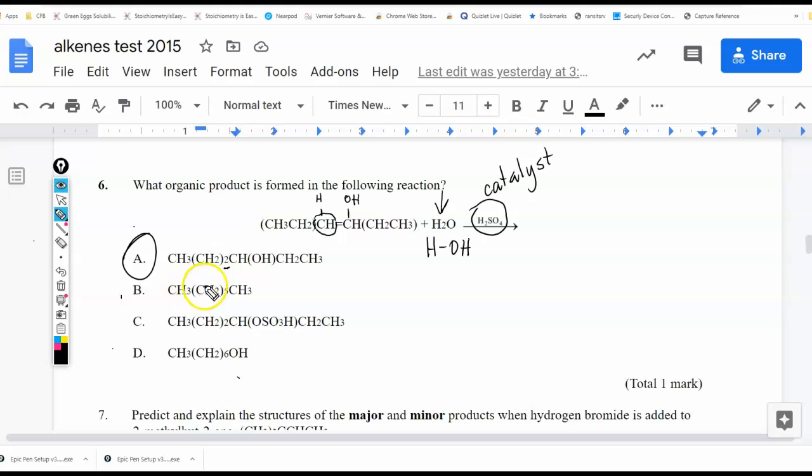This next one doesn't have any OH in it at all. That's why we can't use that one. And this one is adding the catalyst instead of adding the OH. So that's wrong. And this one is putting the OH at the very, very end when it should not be. It should be in the middle right here. So that one is wrong. A was our correct answer there.